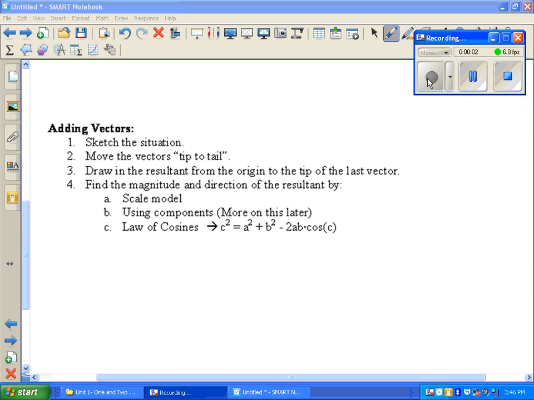Okay, in this video we're going to talk about adding vectors. Another way of adding vectors is to say finding the resultant. Finding the resultant of two or more vectors. Here's where this type of thing is kind of important.